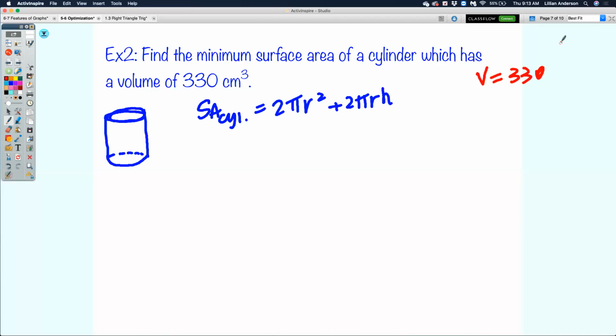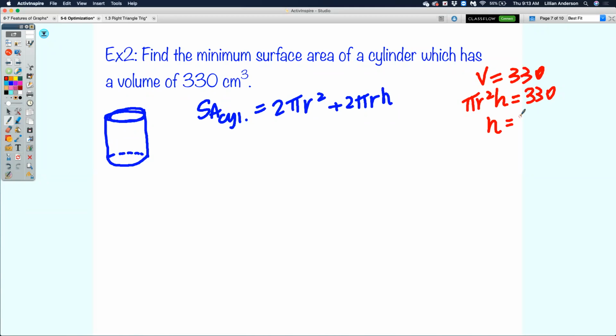What is the formula for the volume of a cylinder? 2 pi r squared times h? Is that it? Times height? Close. Pi r squared times height. So no 2, just pi r squared times height. So that is equal to 330. We need to solve this equation for one of our variables so that we can plug it into the surface area equation. Which variable do you want to solve for? Height. That would be the easier one to solve for.